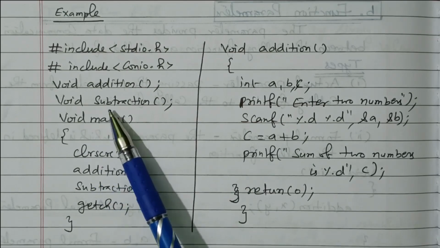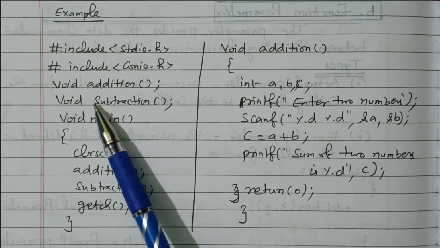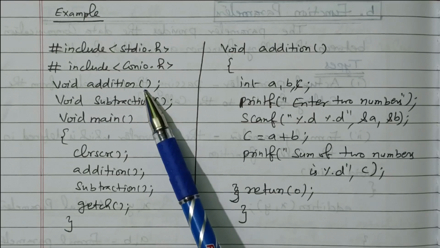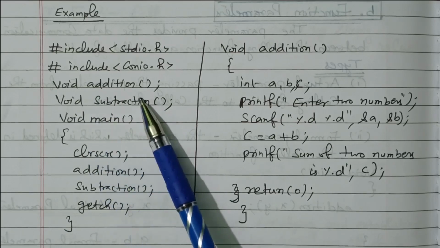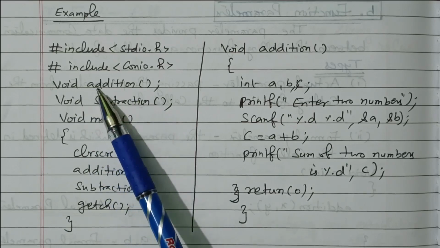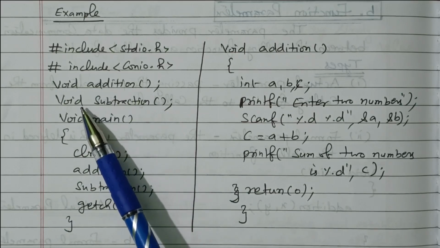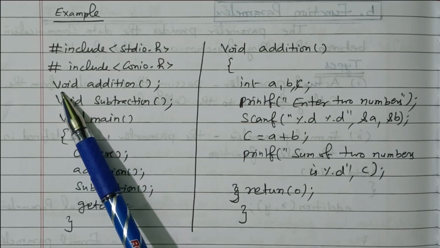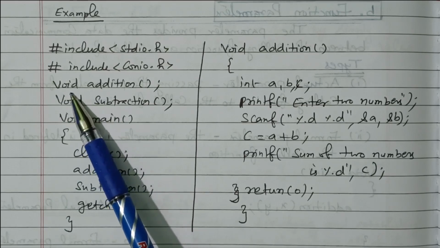Before starting the main program, we are declaring the function. Function declaration means what is the return type, what is the function name, and what are the arguments. This is called a function declaration. Here we are declaring two functions. The first function name is addition. It is given with void. Void means this function does not return any value.